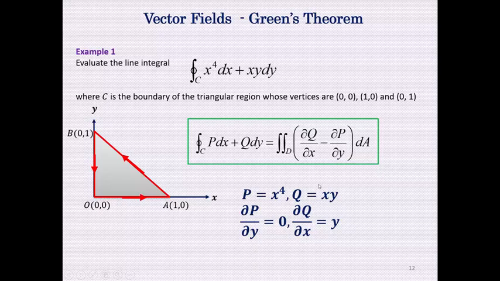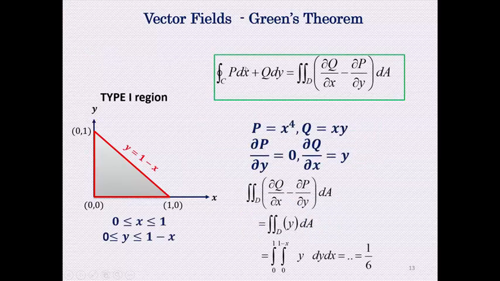We're going to apply the Green's theorem faithfully, working out the integrand ∂Q/∂x minus ∂P/∂y based on the P, Q that we are given. It turns out that the integrand is just equal to y. Furthermore, this region D is a type 1 region. I leave it to you to check that it's also a type 2 region. But we will use the type 1 region for the computation.